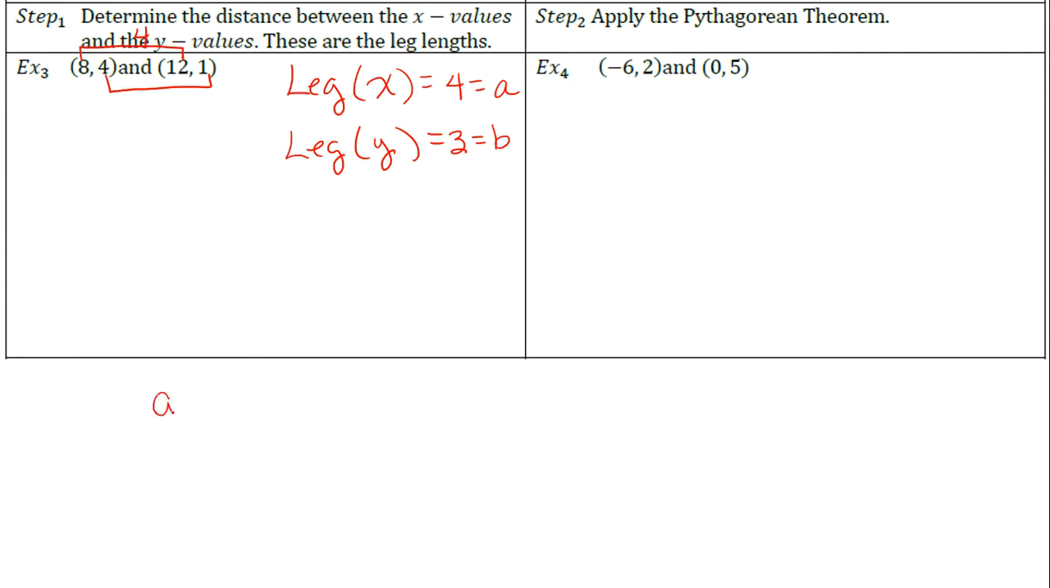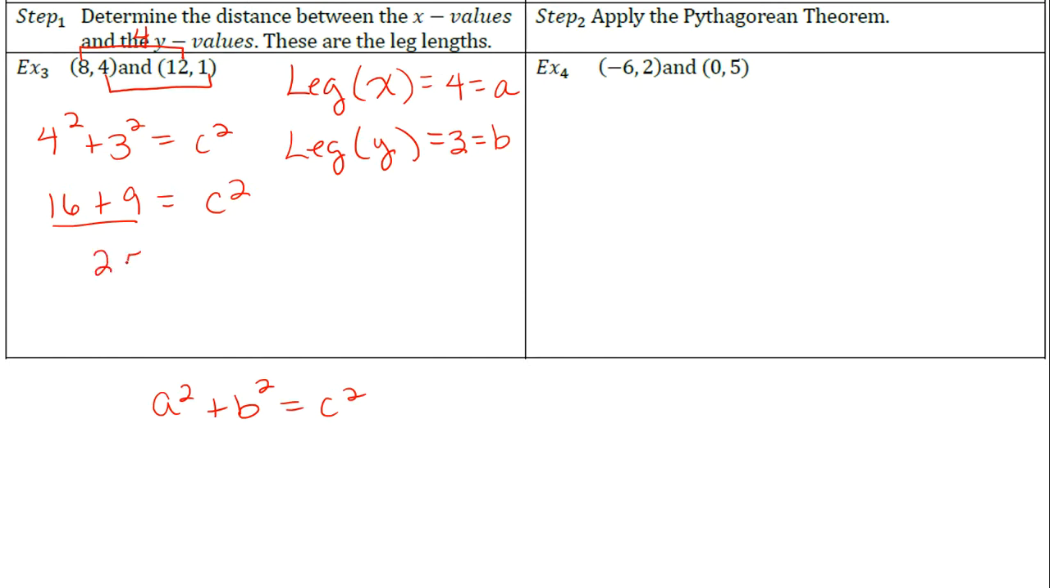So again, let's always have our formula in front of us. So A squared plus B squared equals C squared. So we have 16 plus 9 equals C squared. We add the legs squared together, and we get 25 equals C squared. Undo something squared, you take the square root. So C, or the distance, is 5 units. Let's look at example 4.